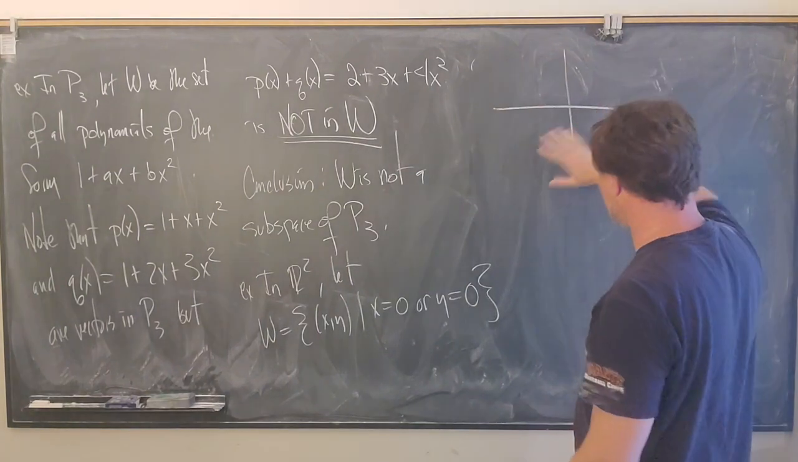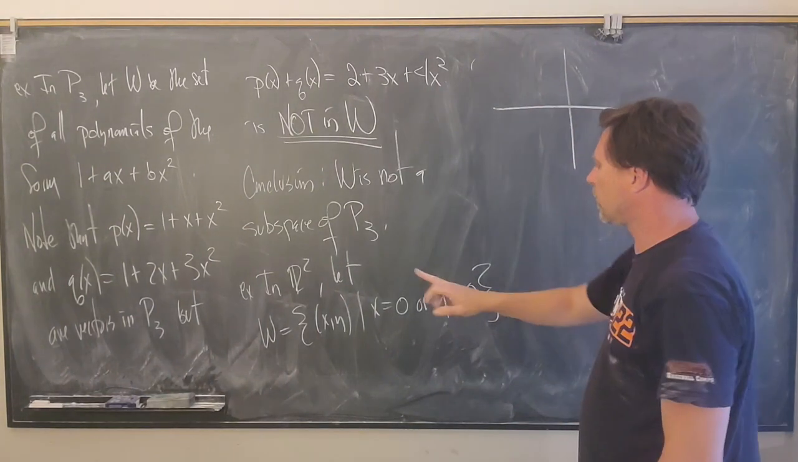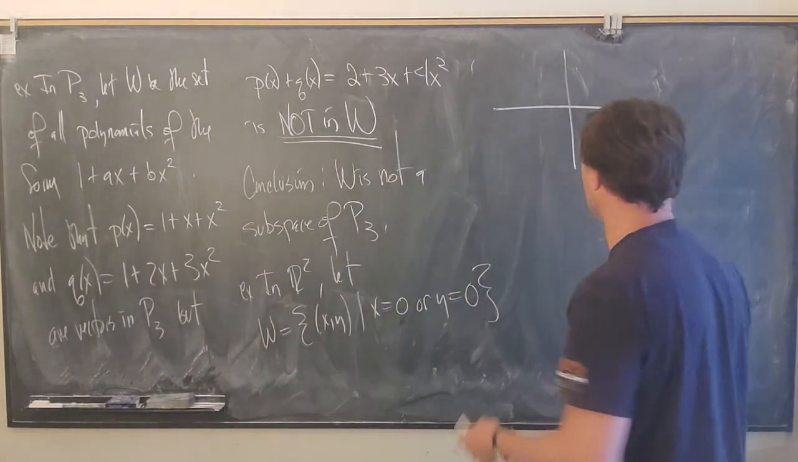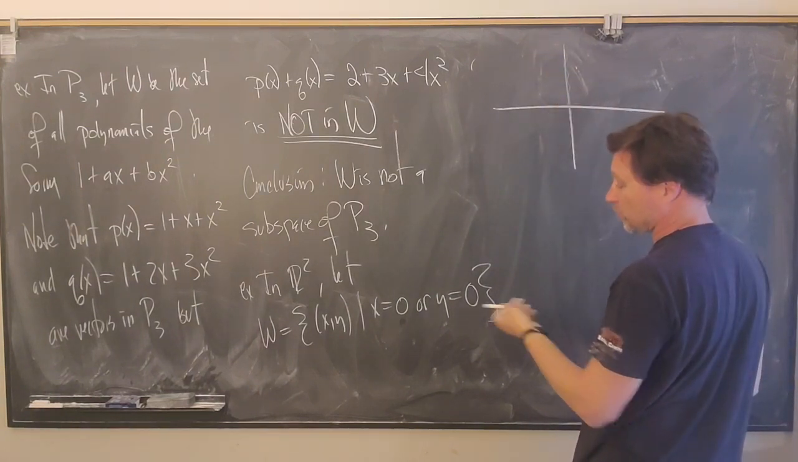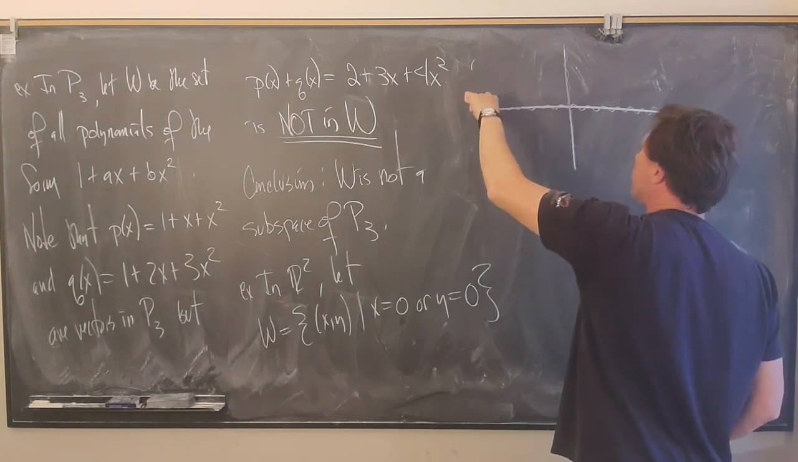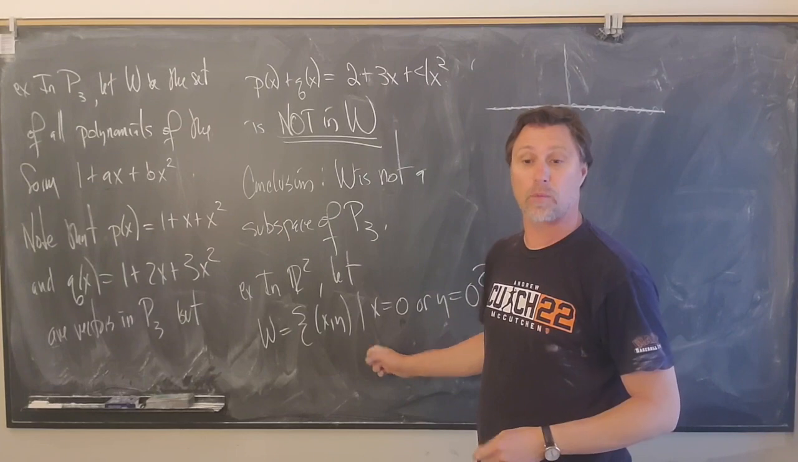So here's R2, right? It's the plane. And we're looking at all ordered pairs where the first coordinate or the second coordinate is equal to 0. If the first coordinate is equal to 0, that means you're living on the y-axis. If the second coordinate is 0, if y is equal to 0, then you're living on the x-axis. So this set right here consists of the x-axis combined with the y-axis.